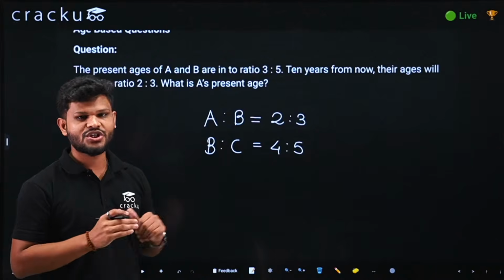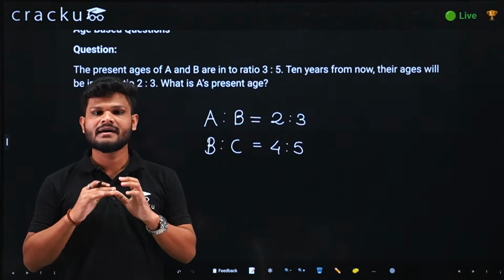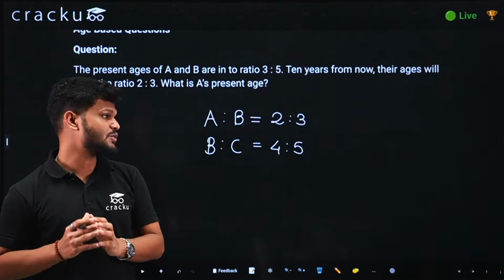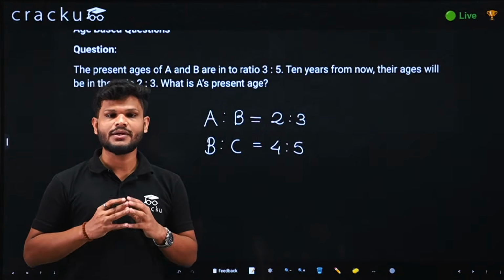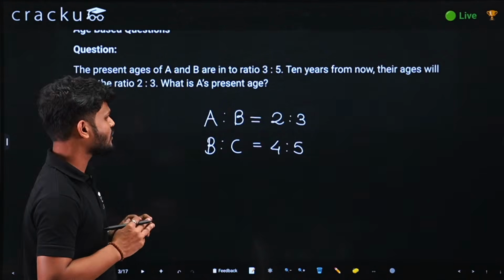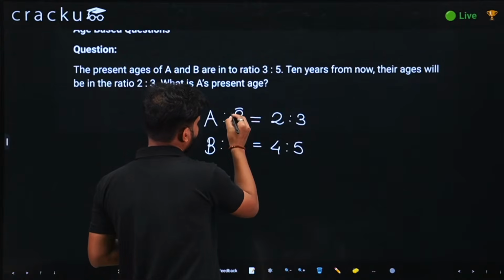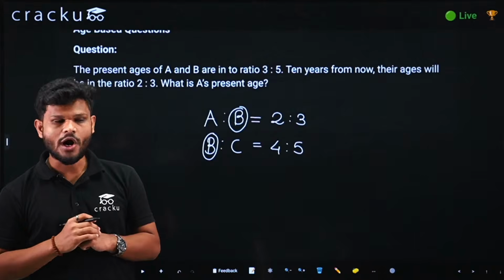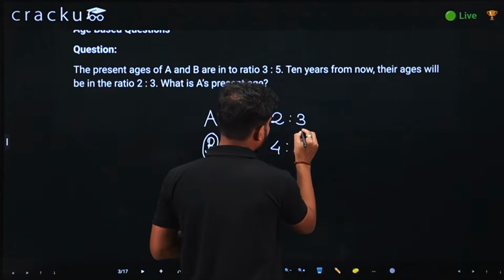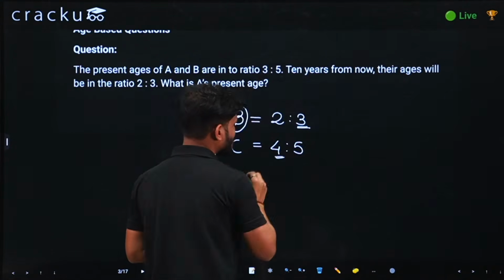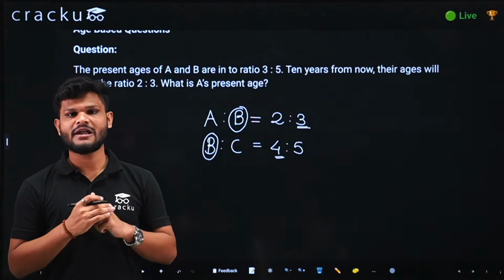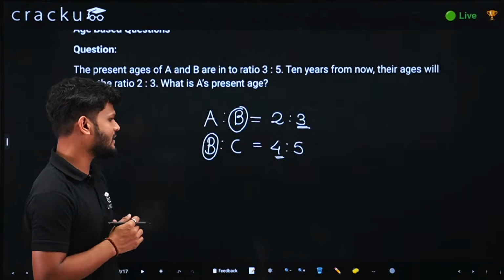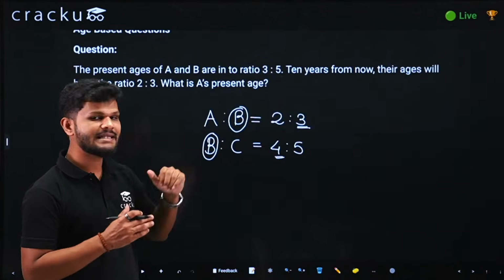Now in these questions, if you want to find the ratio of A is to B is to C, you need to check the common variable. What is the common variable? The common variable is B here, right? Here also it is B. So what if you make the value of B in both the ratios equal? If you make the value of B in both the ratios equal, you could compare A and C as well.